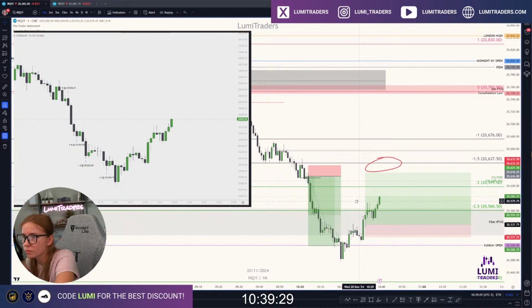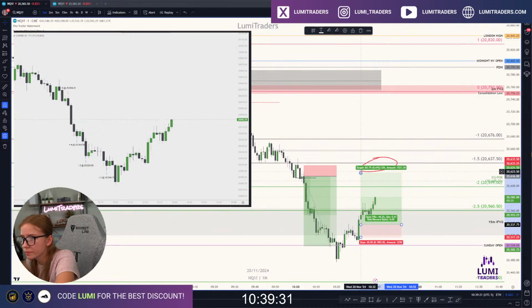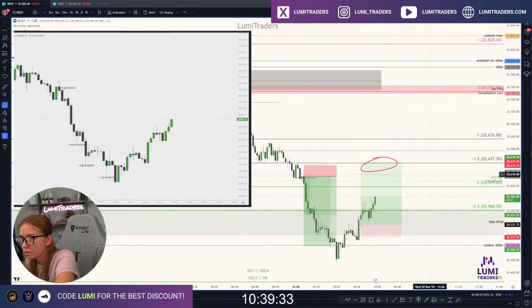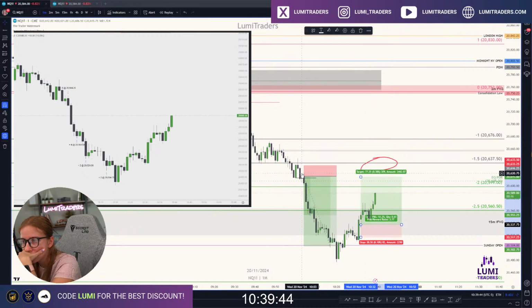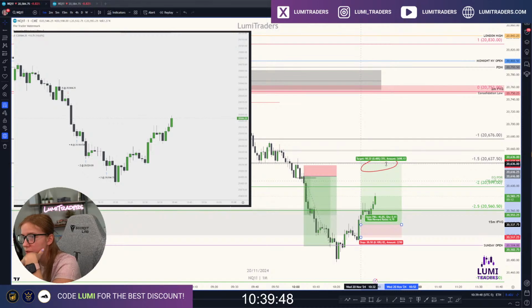Maybe this. Ideally, like retracing back to this range between 1 and 1.5. But I cannot find a fair value gap right there, honestly. I have a small fair value gap right here, so maybe I would like to see this. But once again, preferably this.